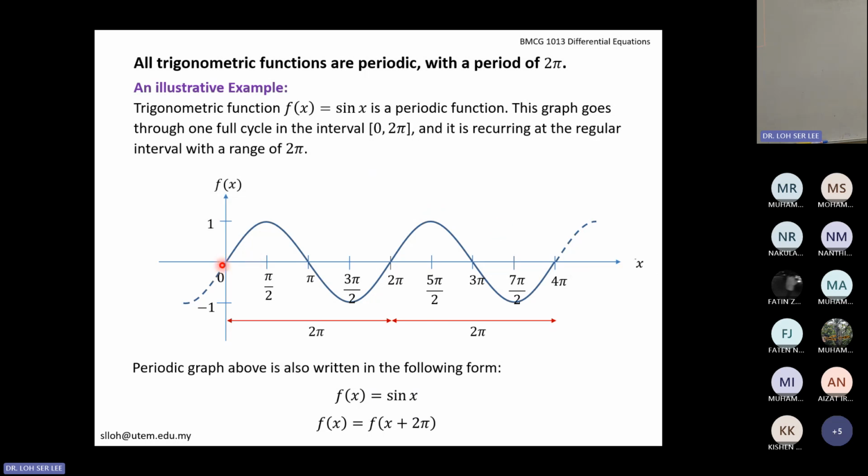The same goes for the left-hand side. You copy the graph from 0 up to 2 pi and place it on the left, and it continues. Even though we didn't write this extra line for trigonometric functions, we know that they are periodic functions. Normally when a function is periodic, we will have one extra line, but for all trigonometric functions, even without it, we know they are periodic with a period of 2 pi. That is the fact.